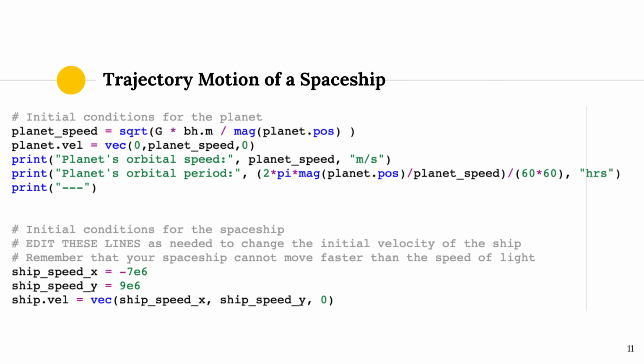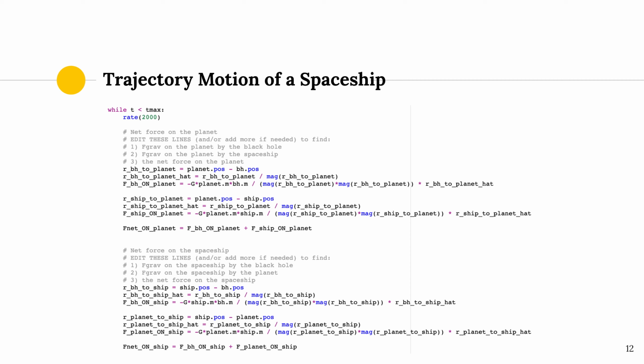Part 2 was about the trajectory motion of a spaceship. I found that with the initial speed vector of the spaceship, negative 7 times 10 to the power of 6, 9 times 10 to the power of 6, and 0, the spaceship can go close to the black hole and escape from it. I tried to find the net force acting on the planet and the spaceship.